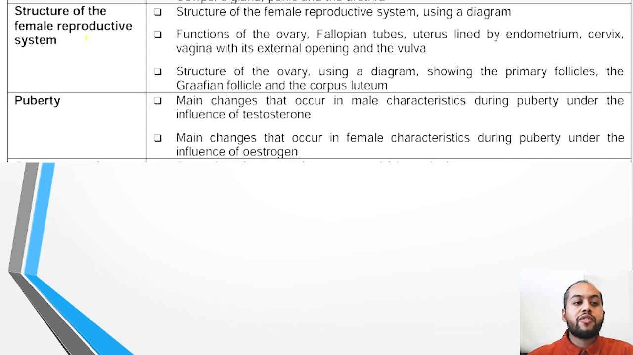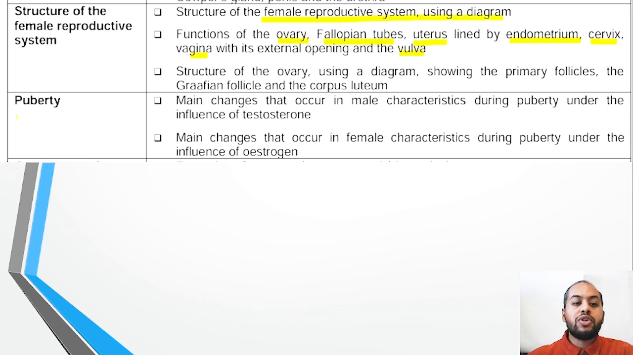Then the structure of the female reproductive system, you need to know that as well. The structure of the female reproductive system using a diagram, functions of the ovary, fallopian tubes, uterus, lined by the endometrium, the cervix, the vagina with its external opening, and the vulva. Then the structure of the ovary using a diagram showing the primary follicles, the Graafian follicle, and the corpus luteum.